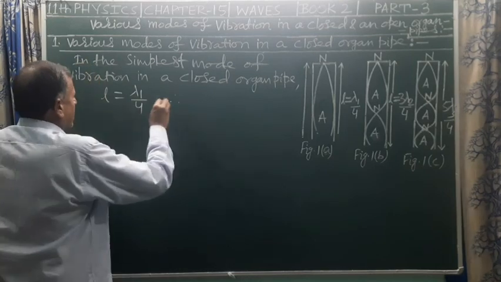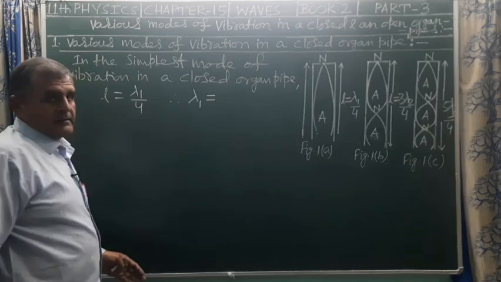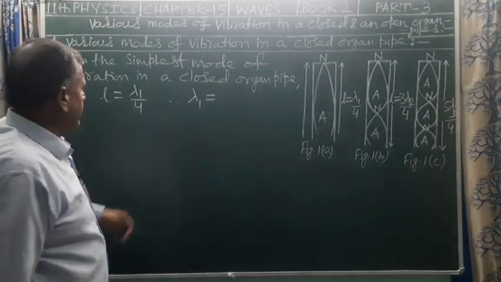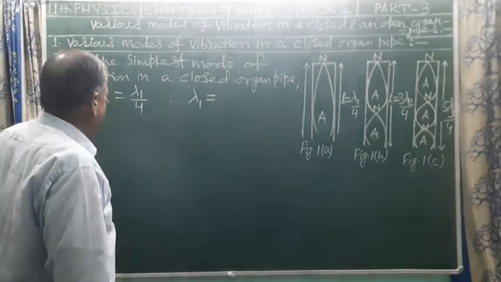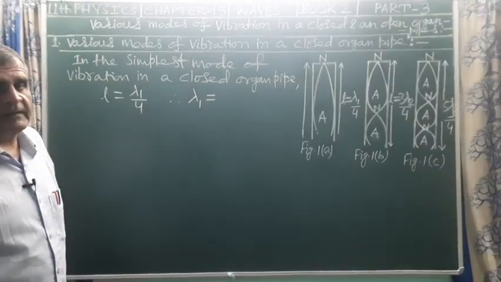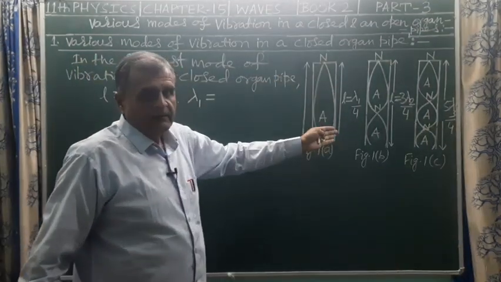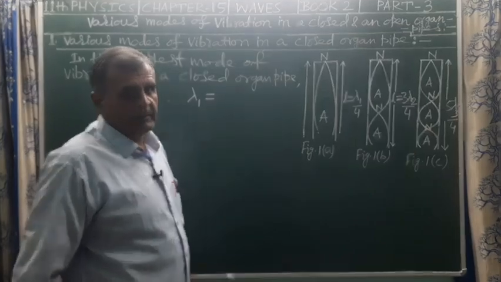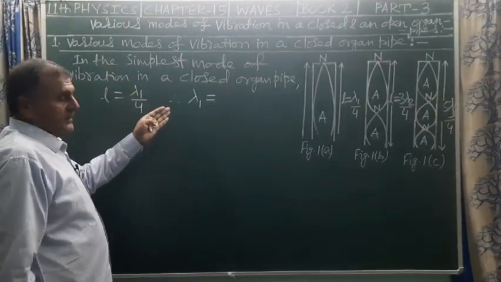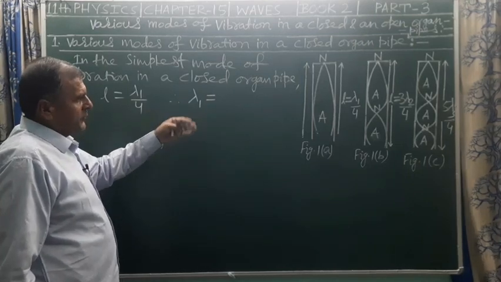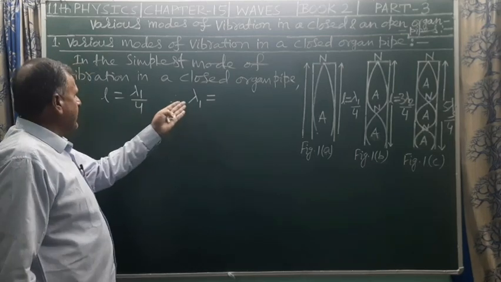Therefore, lambda 1, that is the wavelength of the wave produced inside the organ pipe, which is a stationary wave formed due to superposition of the incident longitudinal wave and the reflected longitudinal wave. So, the wavelength of the waveform produced in a closed organ pipe in the simplest mode is lambda 1 equal to 4L.